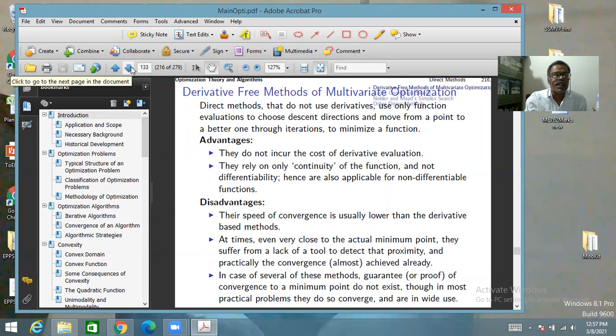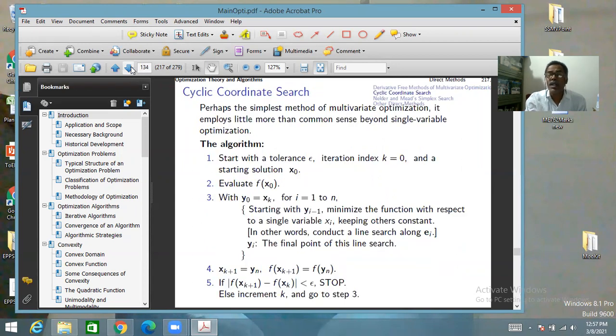So now we see some of the methods. Some of them are very simple. I mean, earliest methods which people designed for optimization, some of them were this kind, derivative free, and they were very simple. And the simplest perhaps is cyclic coordinate search. And it uses almost nothing other than common sense and single variable optimization, line search. So the algorithm is disarmingly simple.